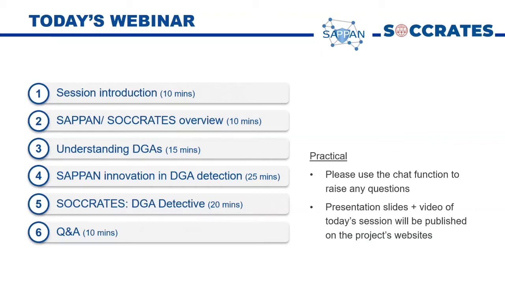So today's program: we'll start with a very brief overview of both projects from which all of this work has stemmed, the SAPPAN project and the SOCCRATES project. That will be followed by an explanation of domain generation algorithms and why they are such a relevant problem for us to pursue in our work.